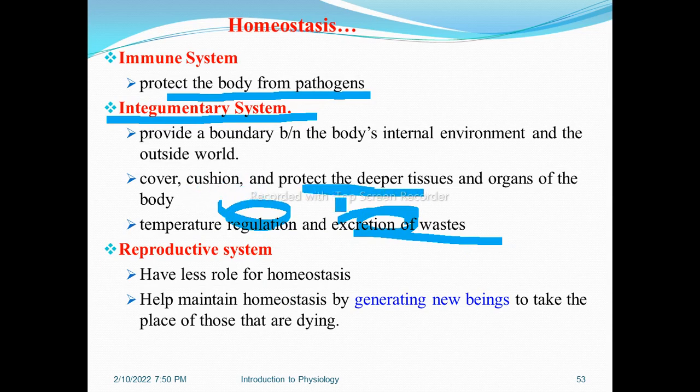If the integumentary system is removed, our body will be fluid, so if any organism attaches to our body, it will be infected. So it is a very important organ system. The reproductive system, even if it has a lesser role in homeostasis, is important in keeping homeostasis by generating new beings to take the place of those that are dying. So this is also important to continue our generation, or human beings.